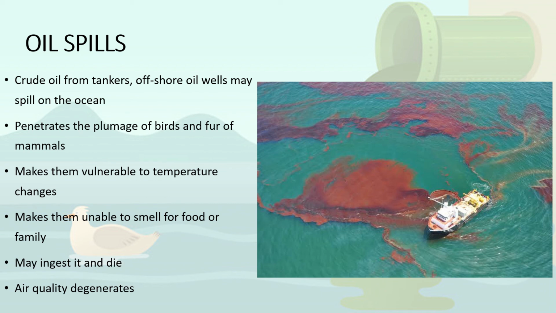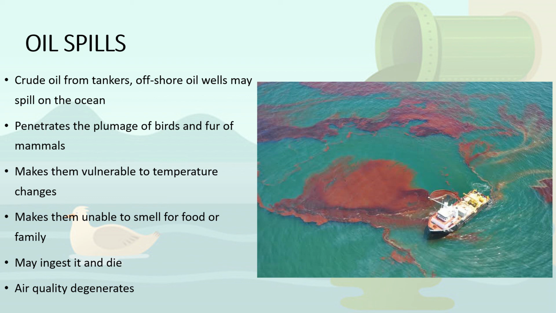So they are taken out of the oil wells and they are taken by tankers and distributed throughout the world. Sometimes the tankers leak, or there may be an explosion in the oil wells. So all the oil may get spilled on the ocean. This penetrates the plumage of birds and the fur of mammals. And because now all their fur and feathers have stuck together, they cannot fluff them up if it is too cold and trap in the air, or they cannot depress it and become sleek so that they can become cooler.